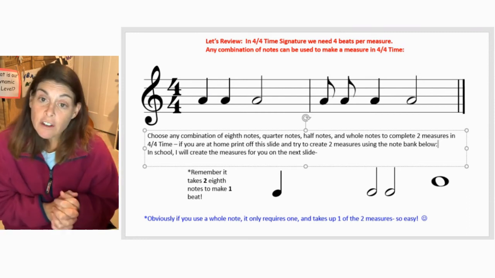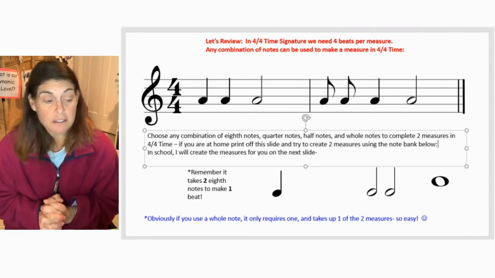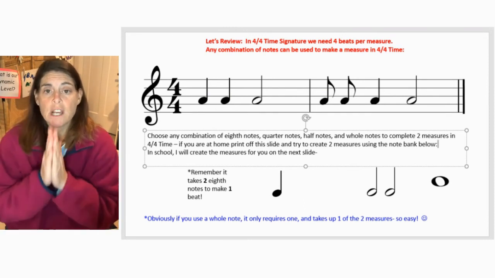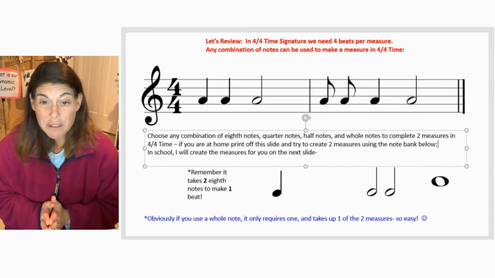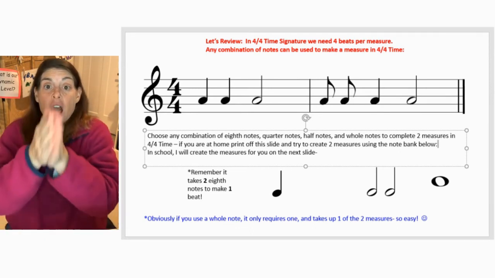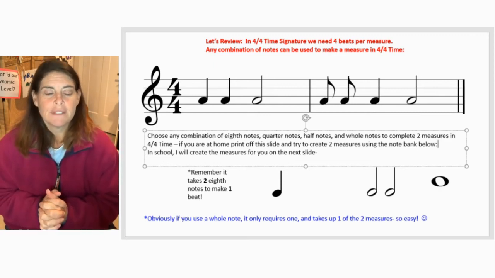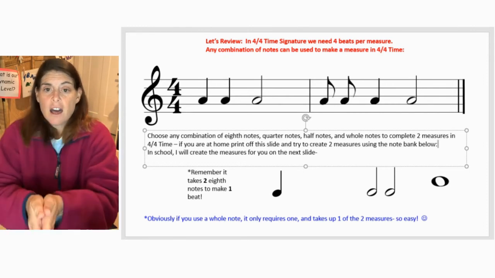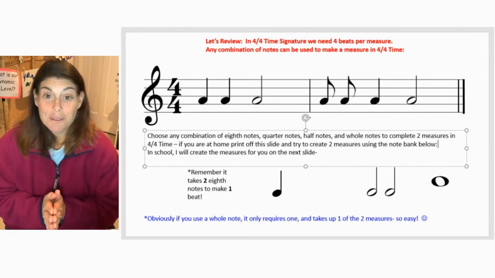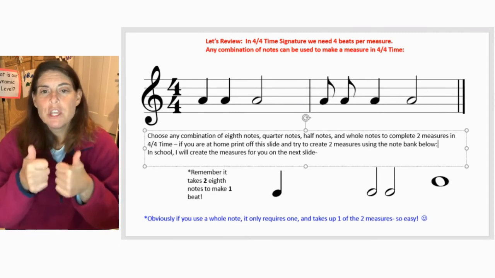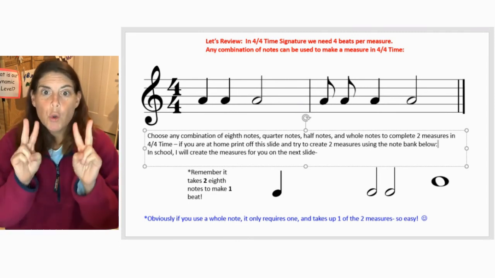So if we are counting using syllables, it would sound like this. Ta, ta, ta-a. Will you clap with me? 1, 2, clap with me. Ta, ta, ta-a. Beautiful. The next measure is ti, ti, ta, ta. Will you clap the next measure with me? 1, 2, syllables, go. Ti, ti, ta, ta. Beautiful.